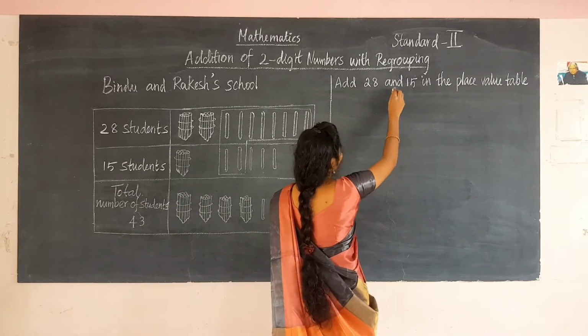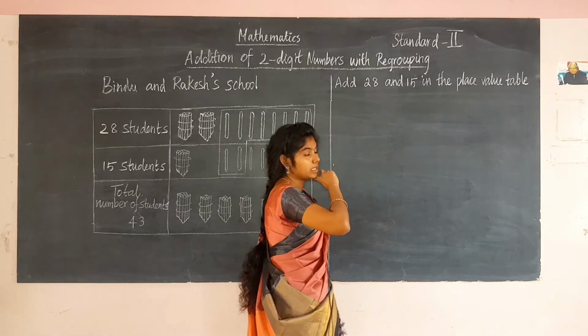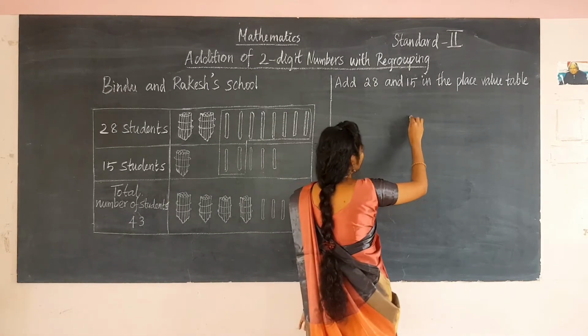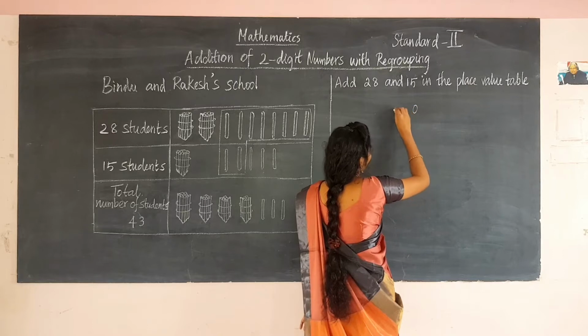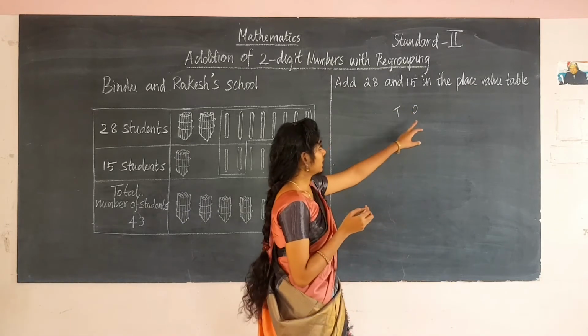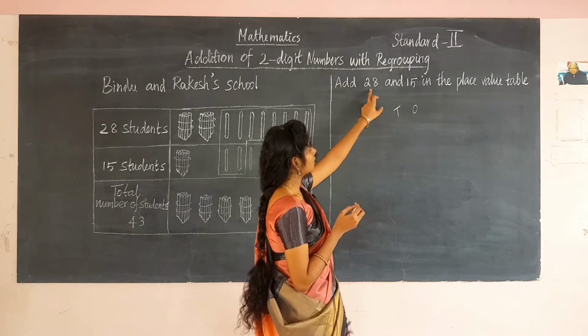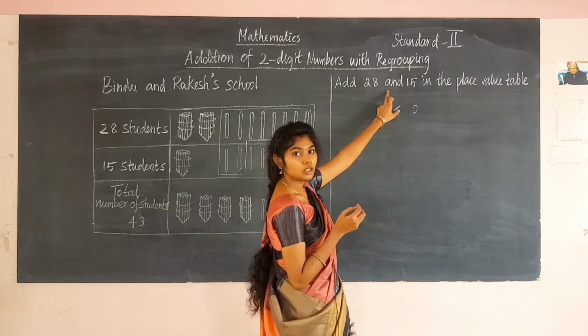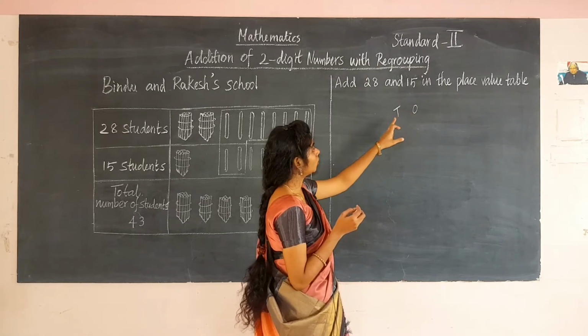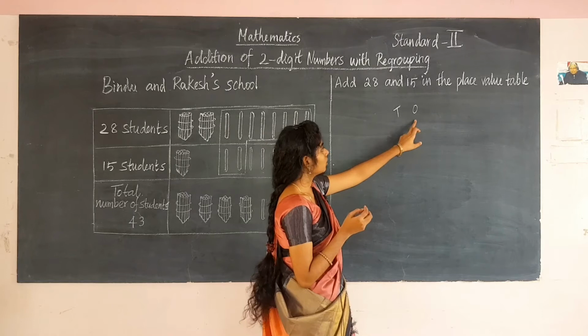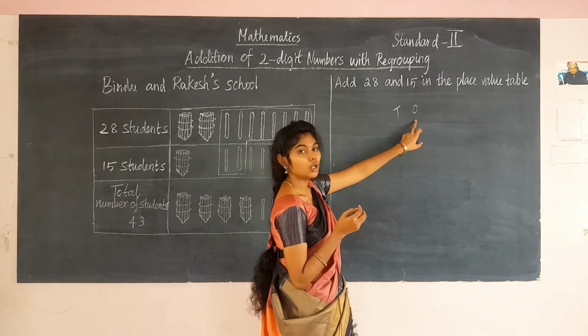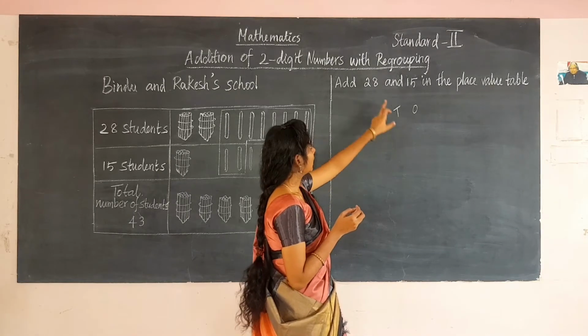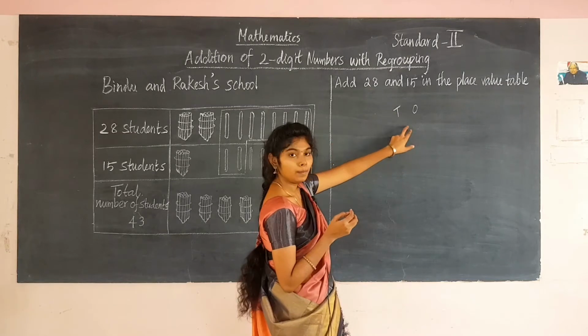First step is we have to write the place value chart. You all know what places are: ones and tens. There are two places, ones and tens, because it is a 2-digit number. Up to 2-digit number means you have to write up to the tens place. Ones and tens.